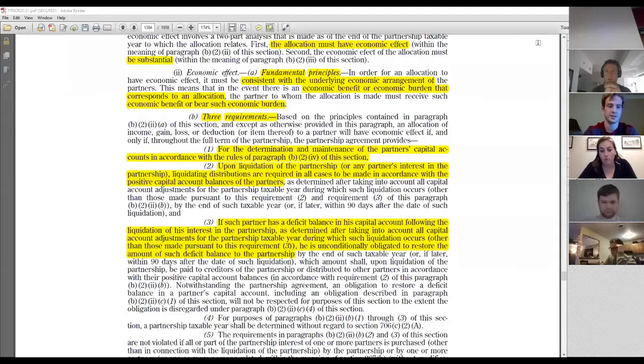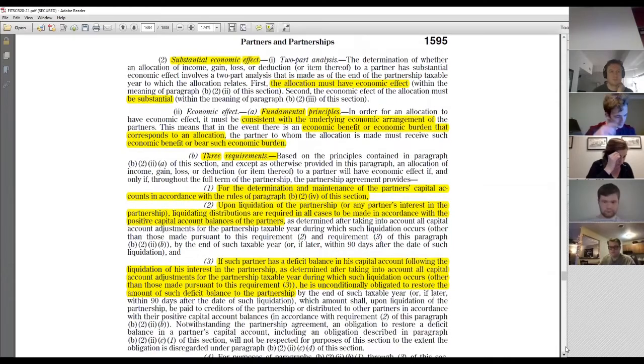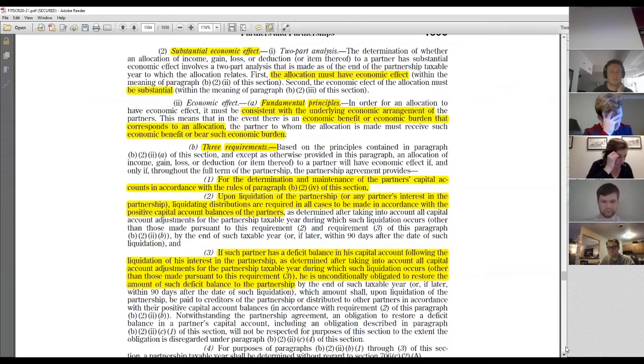So this is 1.704. Let's start with the general test again, just to refresh ourselves. This is 1.704-1(b)(2)(ii)(b), two little i's, right here. These 3 requirements, the big 3. And again, 1 and 2 are pretty manageable. 3 is a non-starter, oftentimes for limited partners.